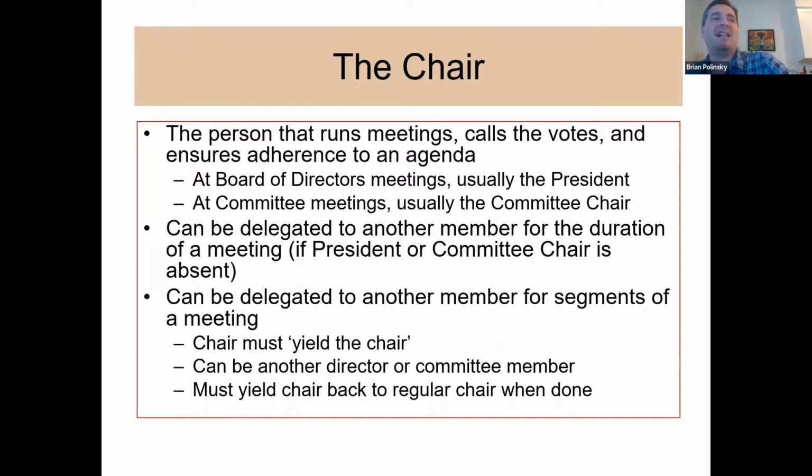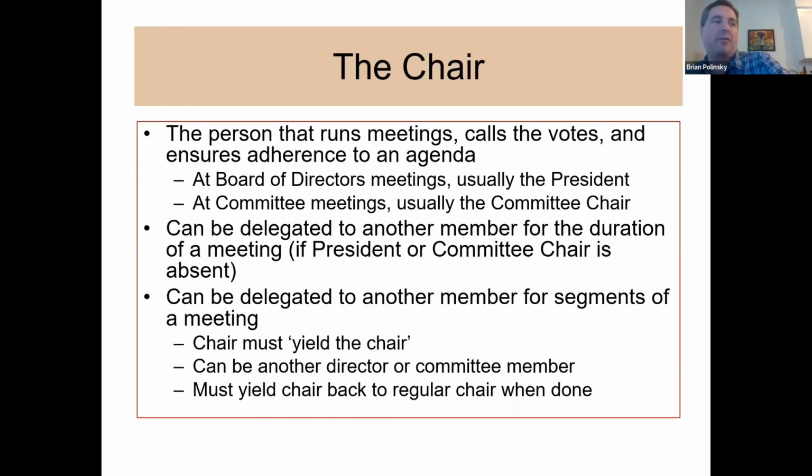As I said, that can be delegated to another member for the duration of a meeting if the president or the committee chair is absent. Being the chair can also be delegated to another member for just segments of the meeting. And when that happens, the chair must yield the chair. So the chair will say, I'm yielding my chair to someone else, and they take over as chair for a certain amount of time, maybe to discuss a particular item or a particular motion.